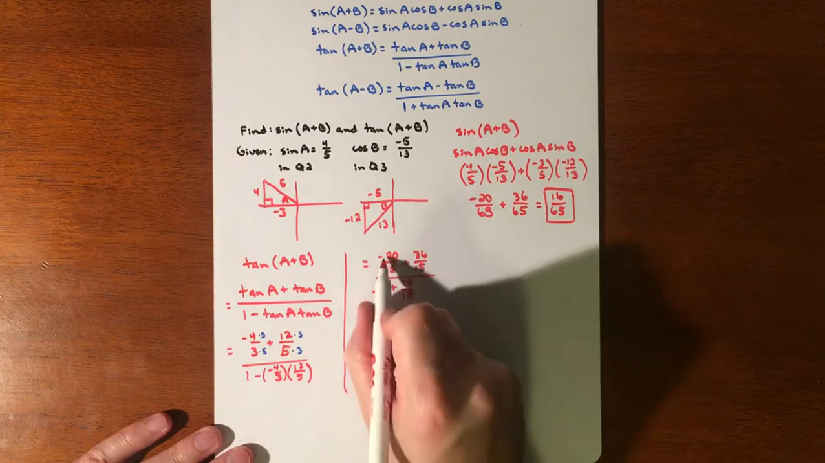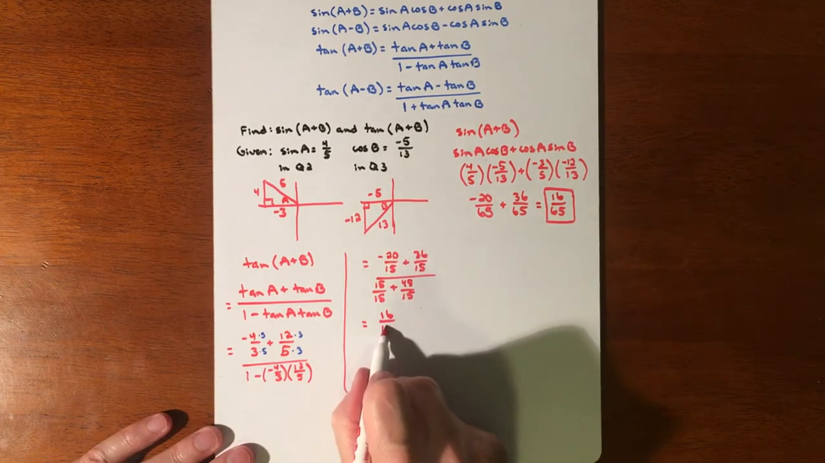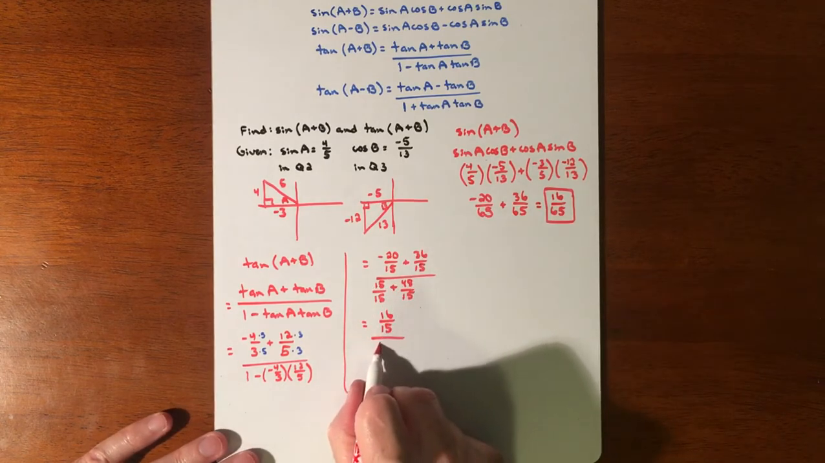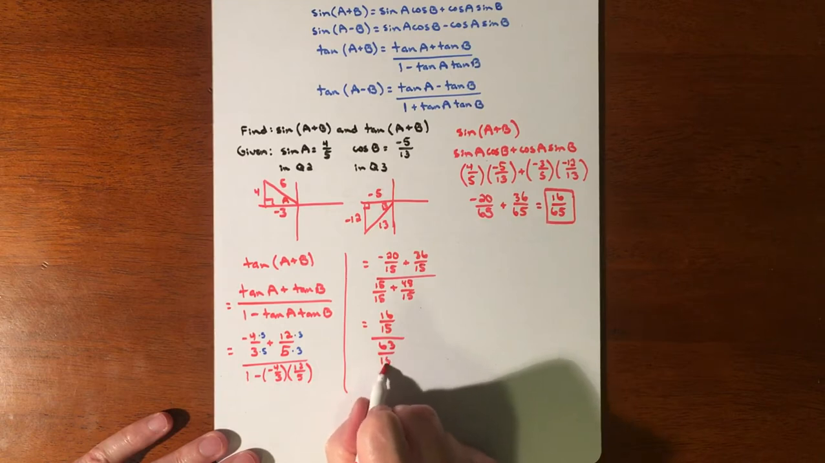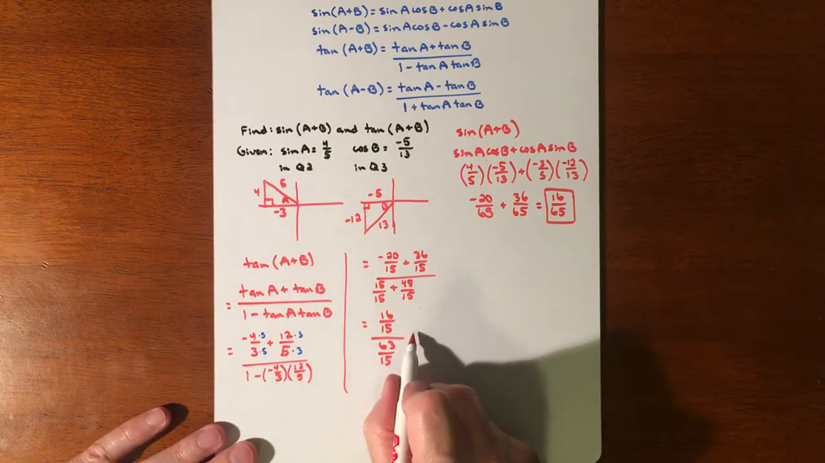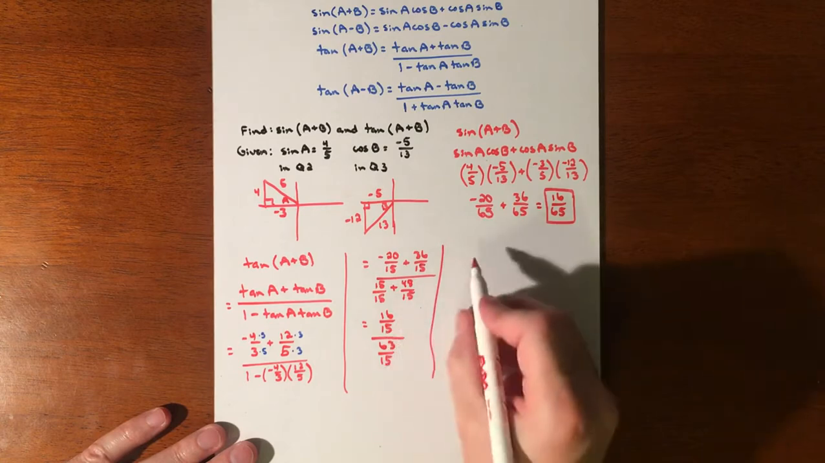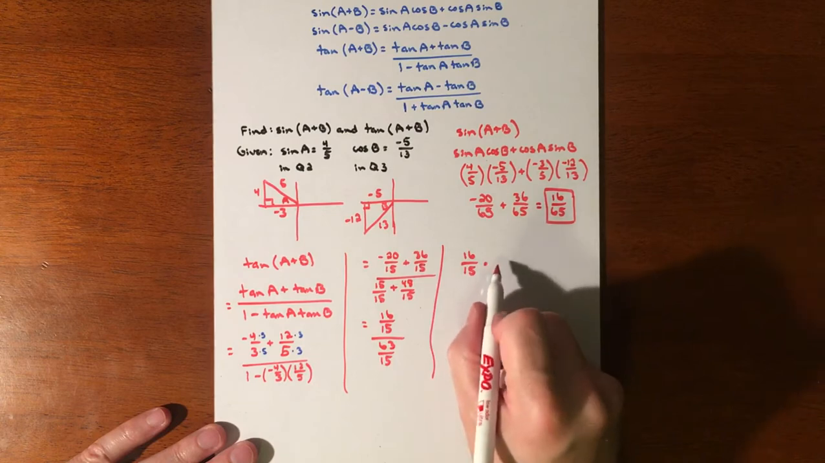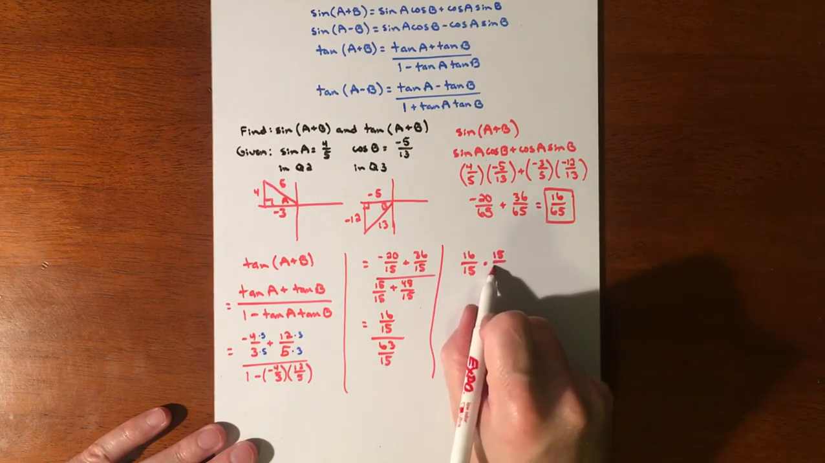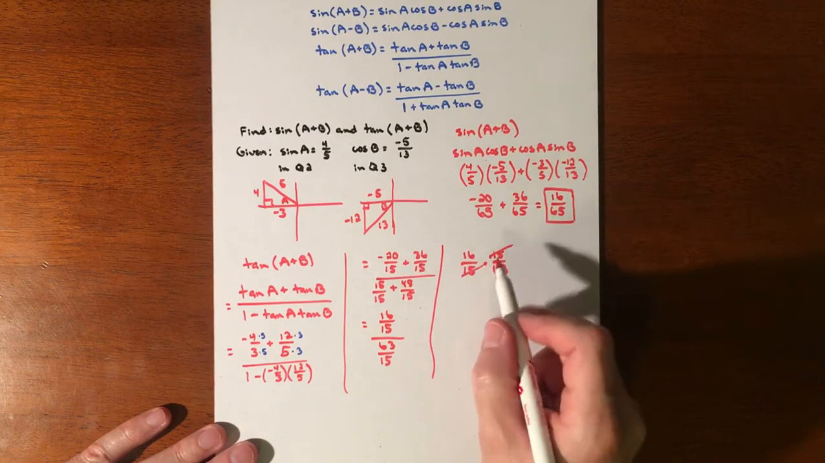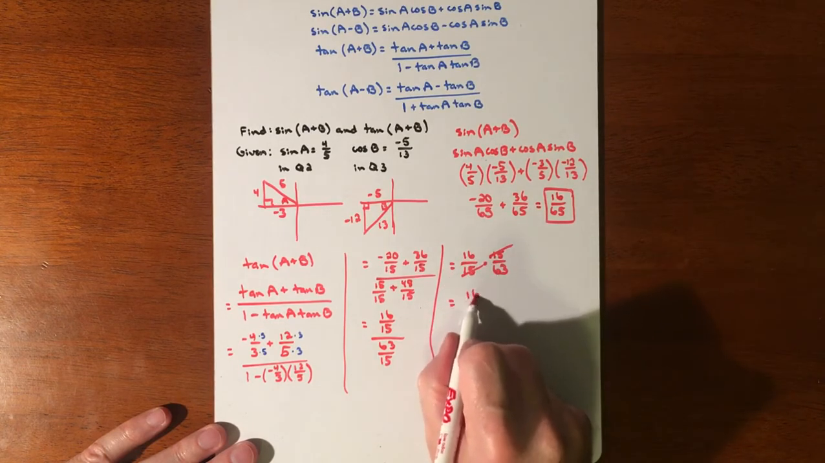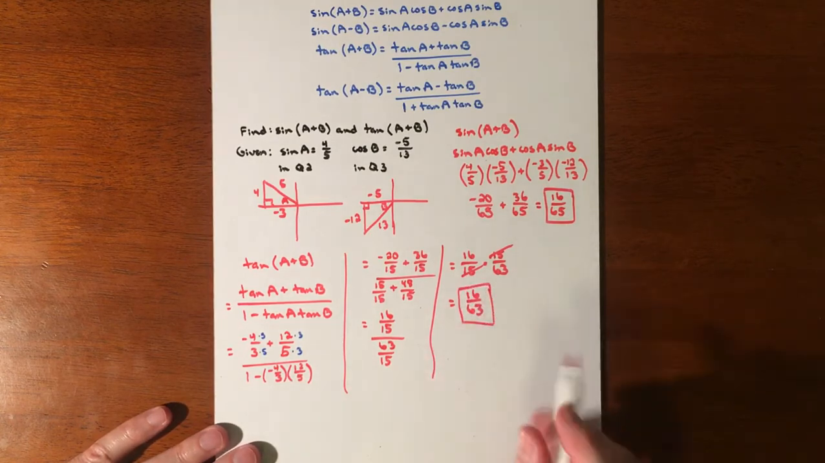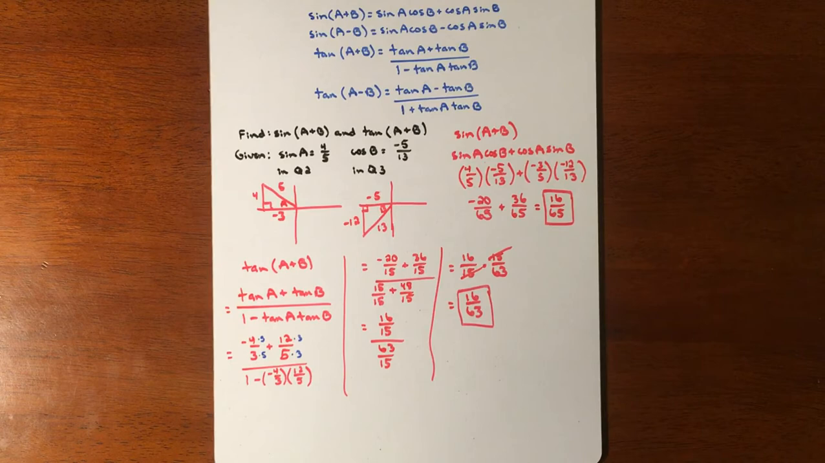So we are looking at a 16/15 over a 63/15. And then instead of dividing here, we can multiply by its reciprocal. So instead of dividing by 63/15, we'll multiply by 15/63. 15s go away, and we're left with 16/63. All right, and that is tangent of A plus B.